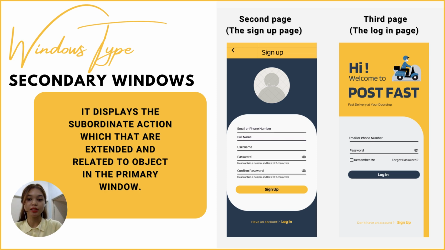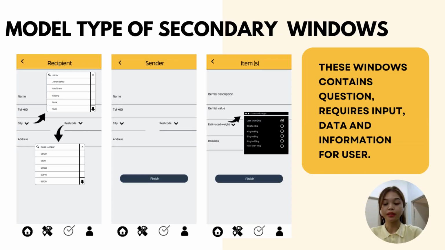Secondary windows are additional windows that can be independent or dependent on the primary window. Why we choose secondary windows for the second page and third page in our app is because it is displaying additional information relating to the primary window. For pages 8, 9, and 10, we still use secondary windows as our model type, as these windows contain collections, and require input, data, and information per user.